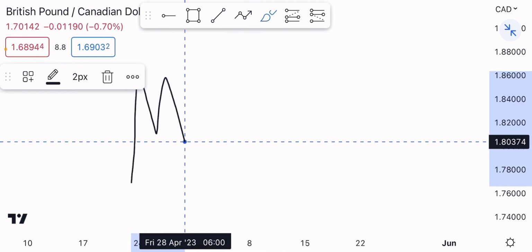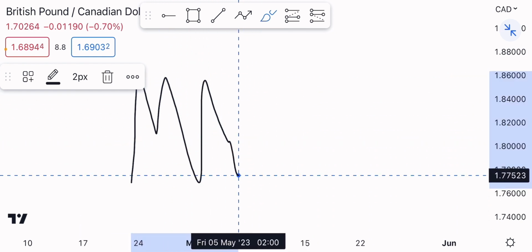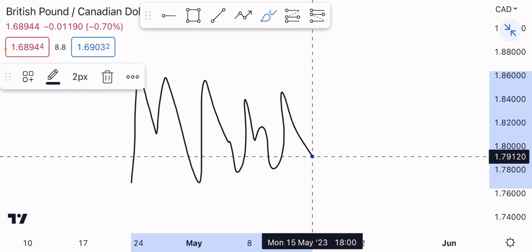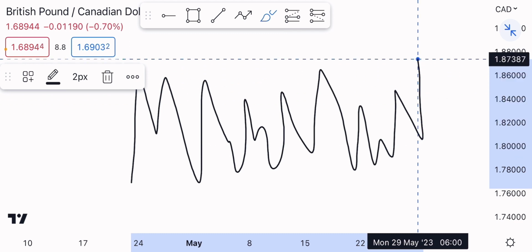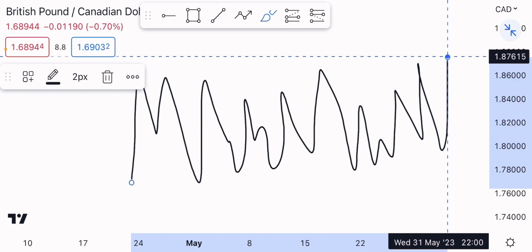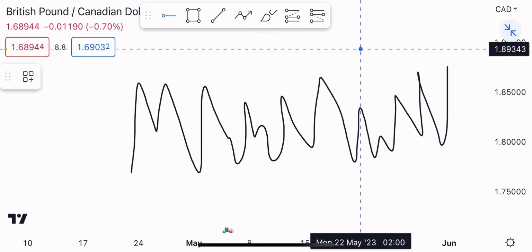For example, this is the market formation. So you can see the market giving us moves like this. Not really a perfect move, but you can see the market selling off from a high and buying up from a low. So let's call this our market formation basically.